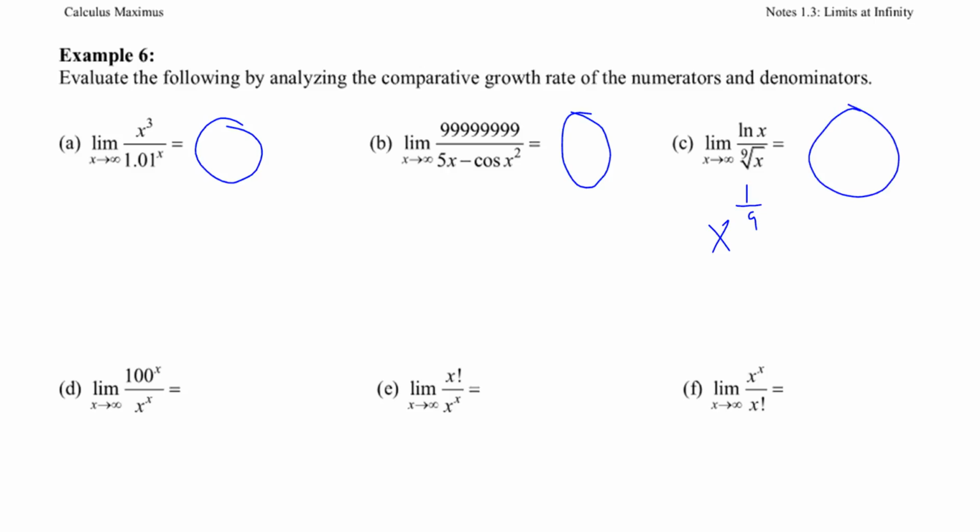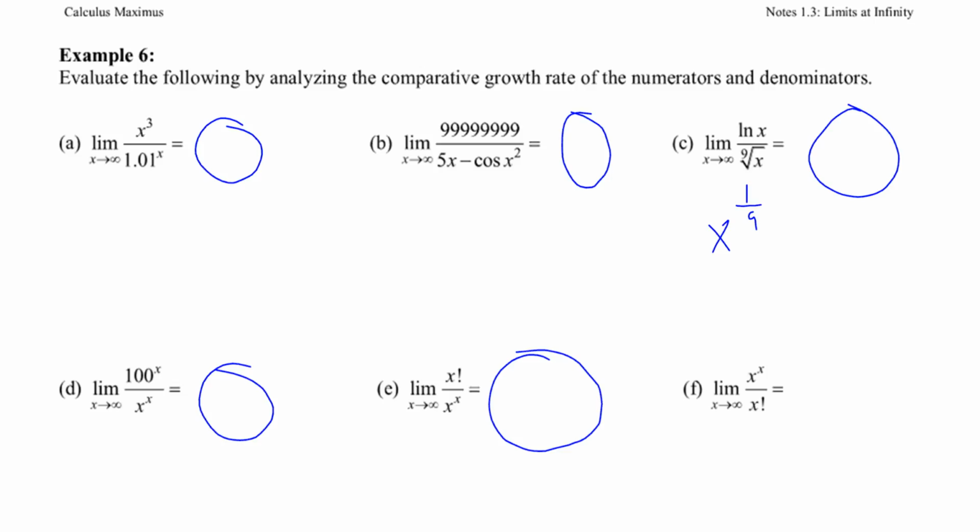All right, next one. We have 100 to the x. Nice exponential, that's pretty big, but we have that x to the x. Think about how fast it's going to grow. That's like 2 squared, 3 cubed, 4 to the 4th, 5 to the 5th. That's getting really big quickly. So the bottom is bigger: 0. Same thing. Even though that's a factorial, and that's going to grow pretty quickly, the bottom grows so much faster: 0.